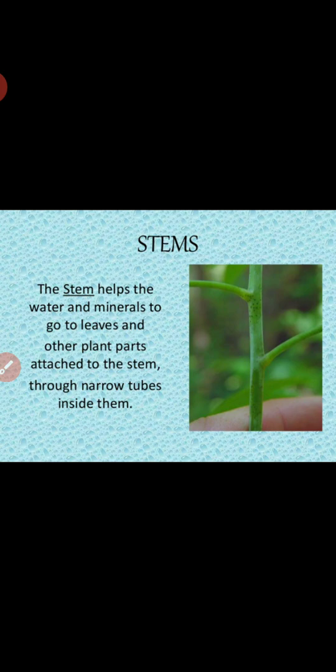So the stem helps the water and minerals to go to the leaves and other plant parts attached to the stem through narrow tubes inside them. Okay, that means the stem has xylem and phloem, that means veins inside it. What is the function of those veins? They provide water and minerals to the leaves.